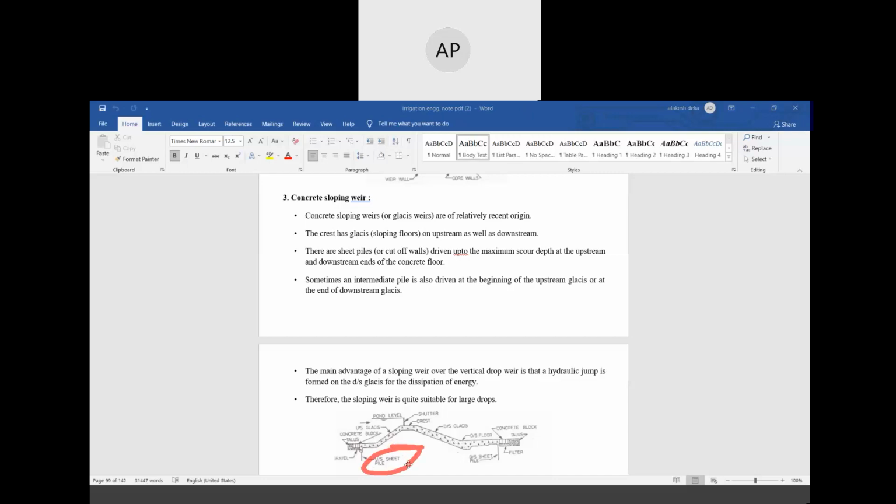Sheet piles are used for excavation support and soil retention. So these are provided for support and soil retention.